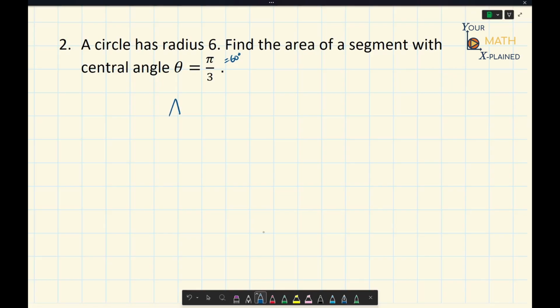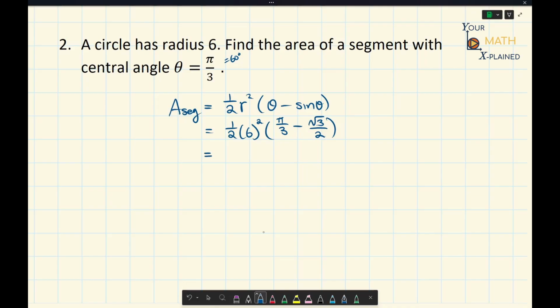So using the formula for the area of a segment, we get this is equal to 1/2 r squared multiplied by theta minus sine theta. So now we can go ahead and substitute in the values, which is 1/2 multiplied by 6 squared multiplied by pi over 3 minus root 3 over 2. And all we're going to do is simplify what's outside of the bracket. So 1/2 multiplied by 6 squared is going to be 18. And we're going to leave our answer in terms of pi. So this will be 18 times pi over 3 minus root 3 over 2.